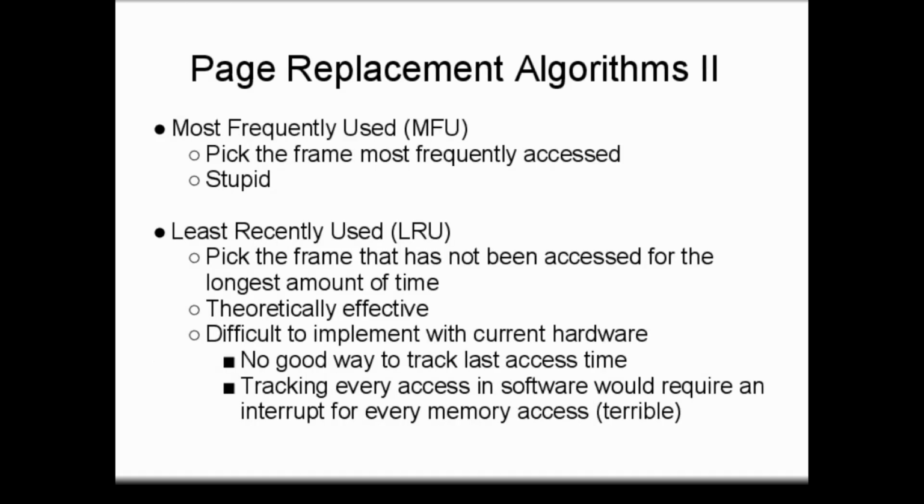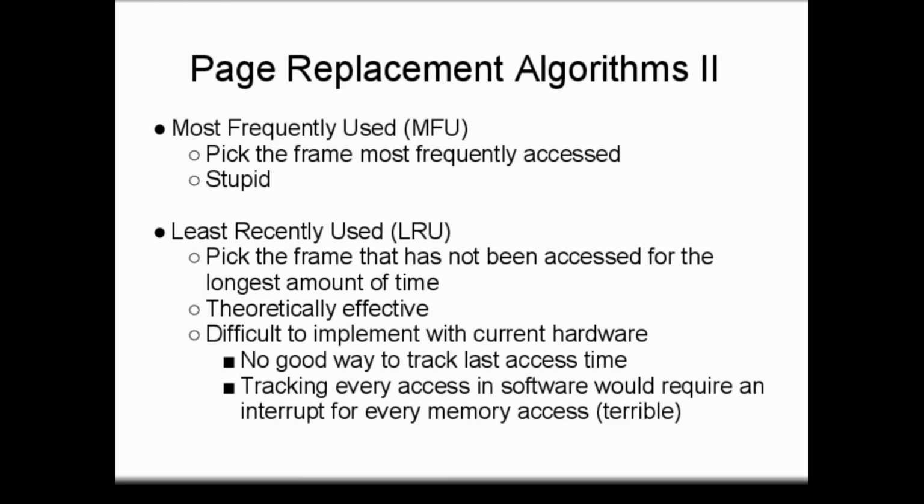The most frequently used algorithm picks whichever frame is being used the most and selects that frame to be swapped out to the backing store. This is a completely stupid idea, since this page is likely to be accessed again shortly after it is swapped out. A good algorithm for choosing victim frames is the least recently used, or LRU algorithm.